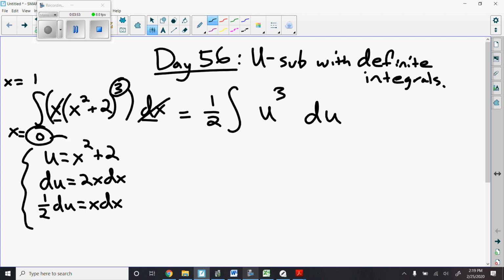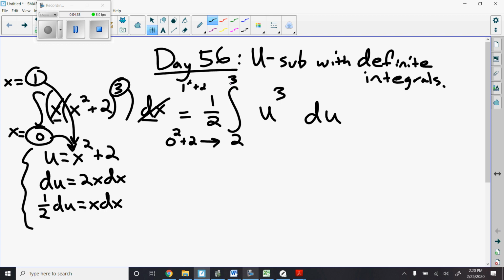So I'm going to take that 0 and plug it in for x. 0 squared is 0. 0 plus 2 is 2. So my new bottom limit of integration is going to be 2. Again, I got that by doing 0 squared plus 2. Similarly, I want to use this 1 and plug it in. 1 squared plus 2. 1 squared is 1, 1 plus 2 is 3. So my upper limit of integration is a 3.